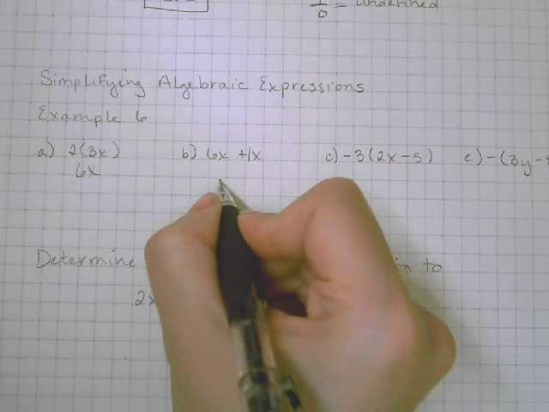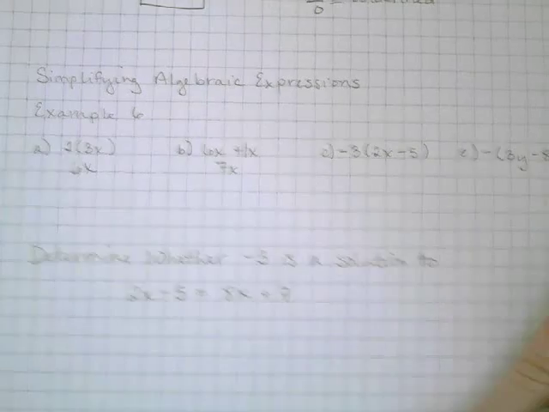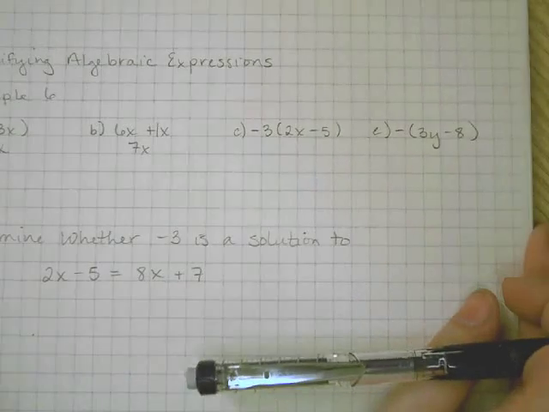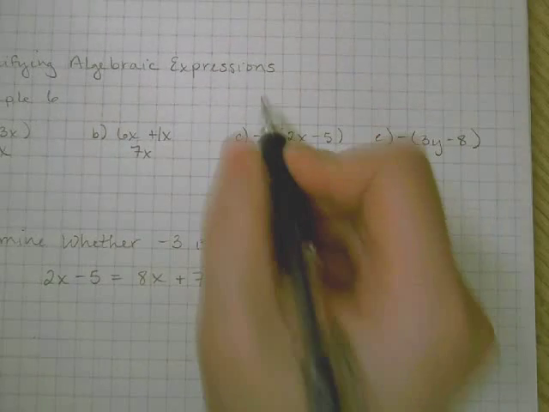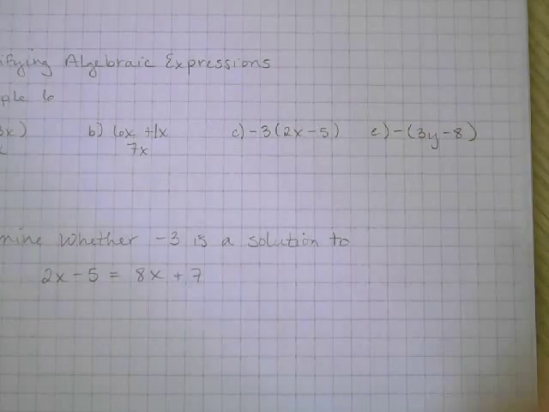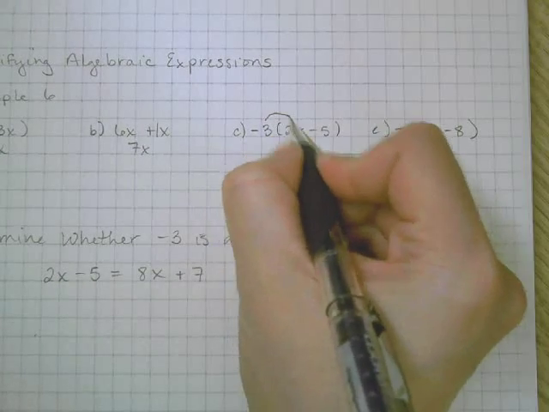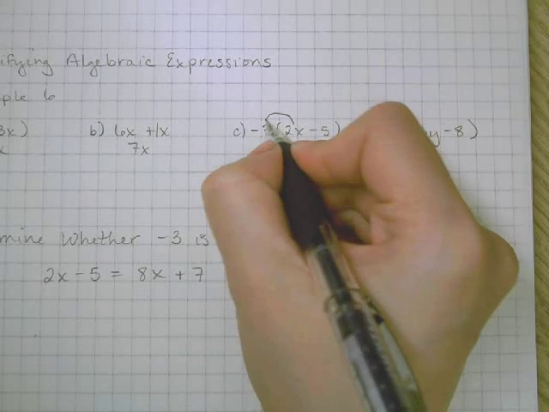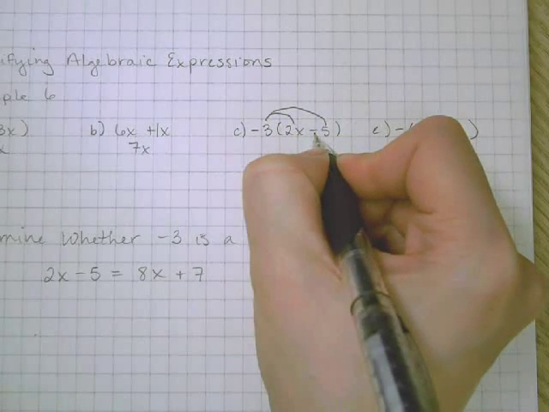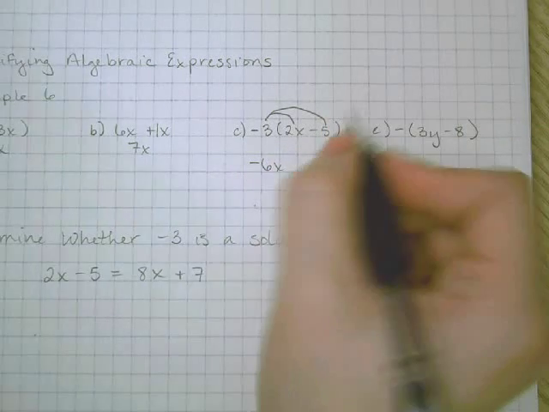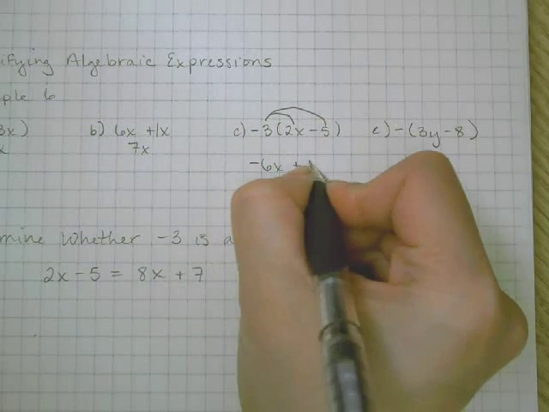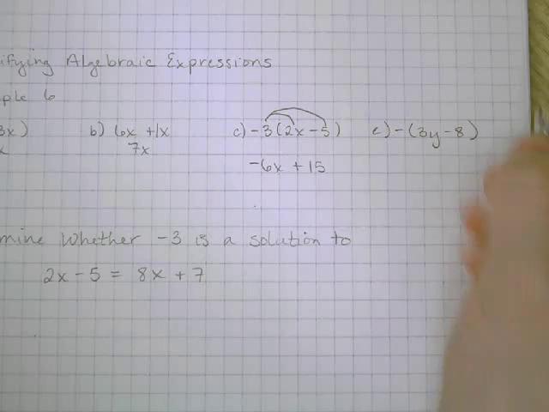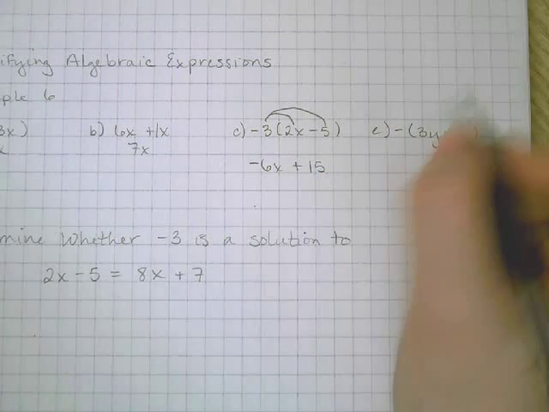On part C, we need to distribute that negative 3 and make sure you recognize it's a negative 3. So negative 3 times 2x is negative 6x. Negative 3 times negative 5 is a positive 15, so this is going to be plus 15. So that's our answer because we can't combine anything there because 15 has no x.